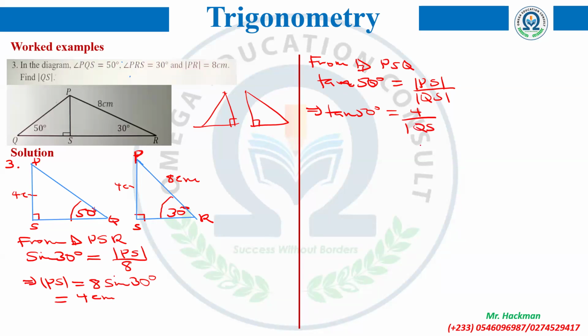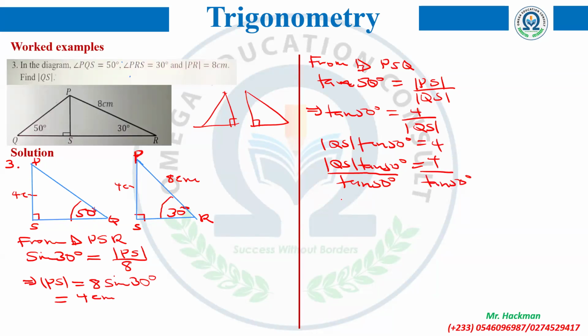All correct? Yes, please. So again, you cross multiply. So can I say my length of QS times tan 50 is equal to 4? Do you agree? So I'm looking for QS, so I write it again, and divide both sides by tan 50. All correct? So I'm going to get what? QS tan 50 is equal to 4. Then divide this one by tan 50, and this one also by tan 50.